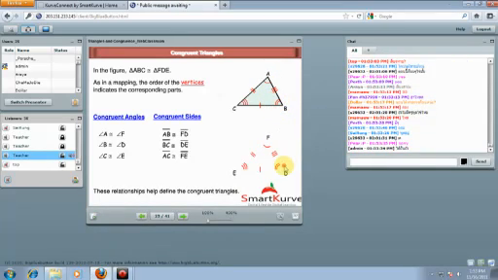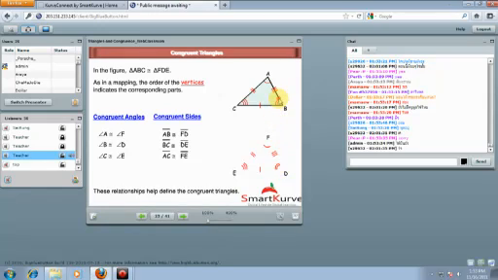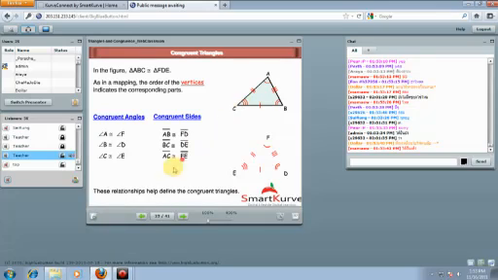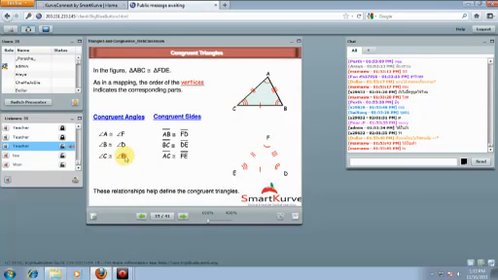Angle B is congruent to angle D. It has two lines, showing it's different from angle A. It is different from angle F. It is the same as angle D. And angle C is equal to angle E. They are congruent angles. There are three lines in angle C, and there are three lines in angle E.